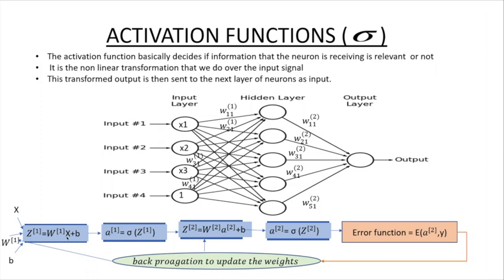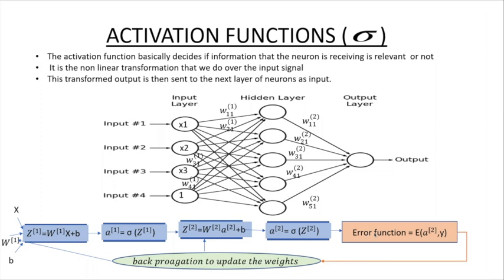So w times x plus bias b gives z1, to which when we apply the sigmoid function sigma, it gives a1. Now this a1 becomes an input for the second layer. So it gets multiplied by the weights of the second layer and a bias is added to it to give z2. And to this z2, when we apply a sigmoid function, it gives the final output a2.